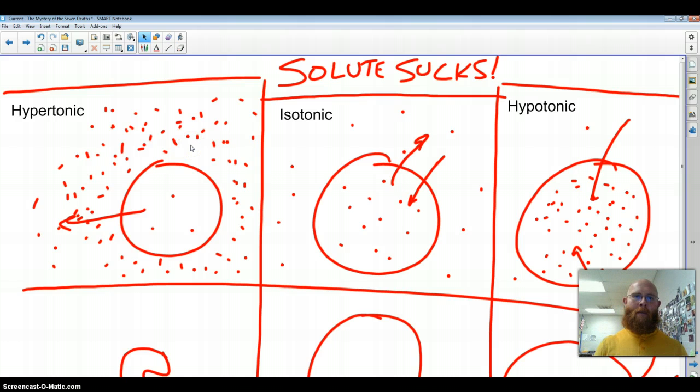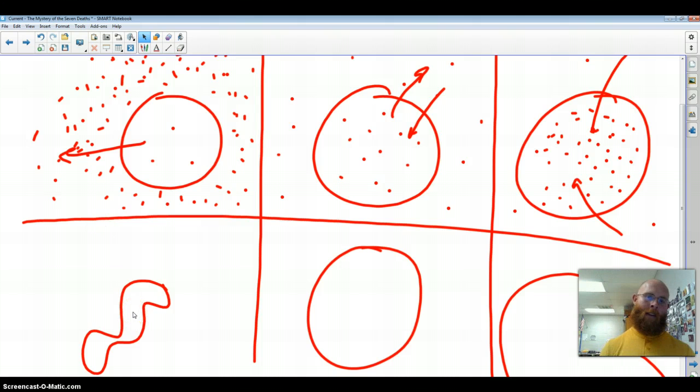One of the easiest ways to remember which way water is going to go is solute sucks. You can see it right up here at the very top. If you can remember that, it's fairly simple to remember which way water is going to go as a cell is placed in these different environments. Let's check out hypertonic. If a cell is in a hypertonic environment, that means there's more solute outside compared to inside the cell. Solute sucks. Well, the solute out here is going to suck or pull the water out, causing that cell to dehydrate, shrivel up, and eventually die if it's not restored.